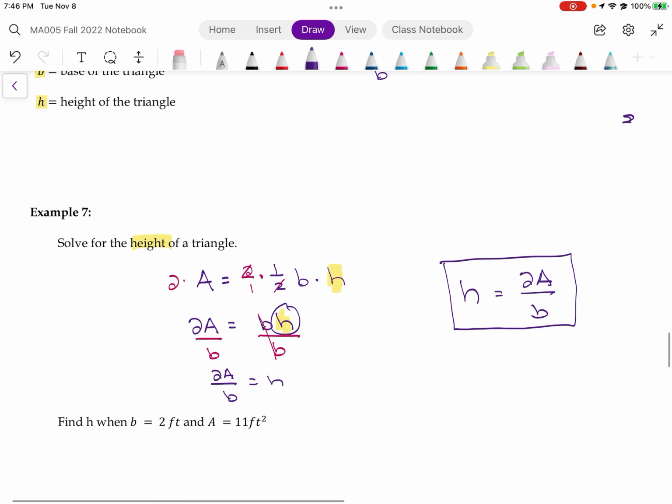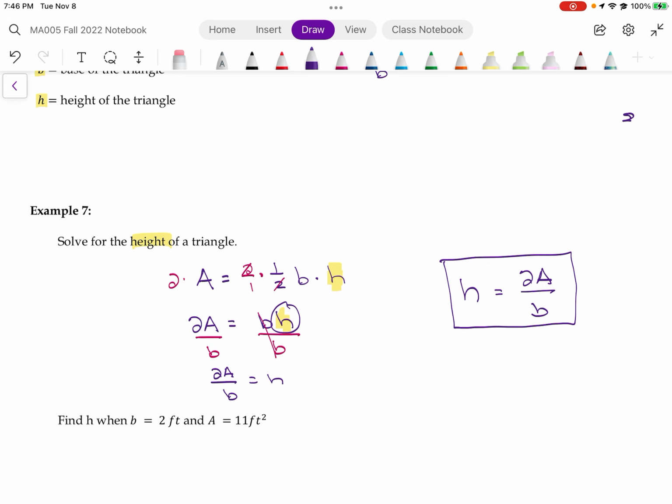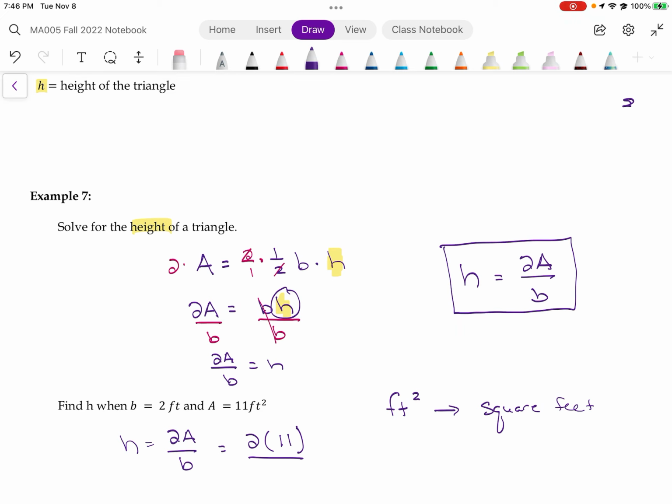All right, so now I'm supposed to find h when b is 2 feet and a is 11 feet squared. So I'm dealing in feet here. Area is always squared, square feet, right? So feet squared is the same thing as saying square feet. All right, so we've got h equals 2 times the area over the base. So 2 times the area is 11, and the base is 2. Well, that was nice. The 2's cancel out, and the height is just 11.